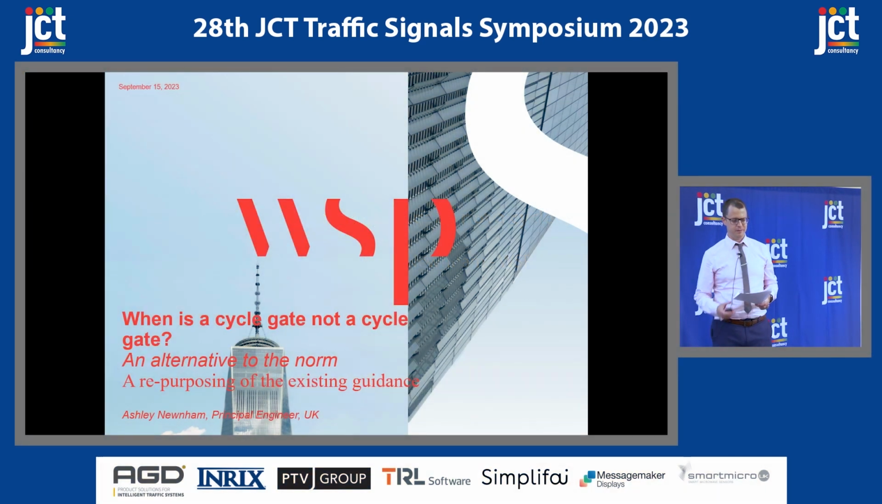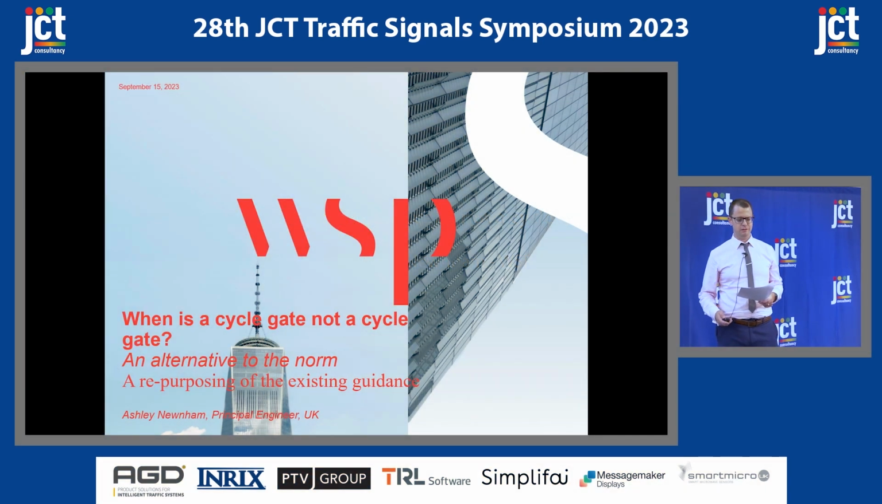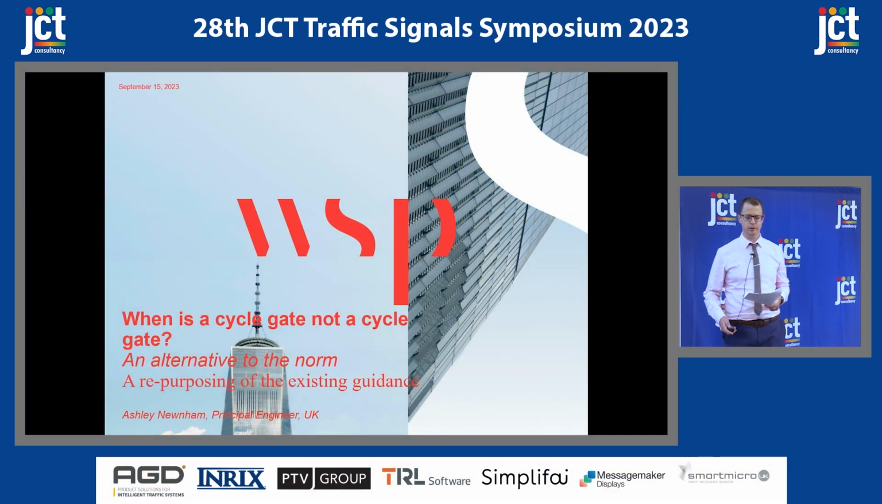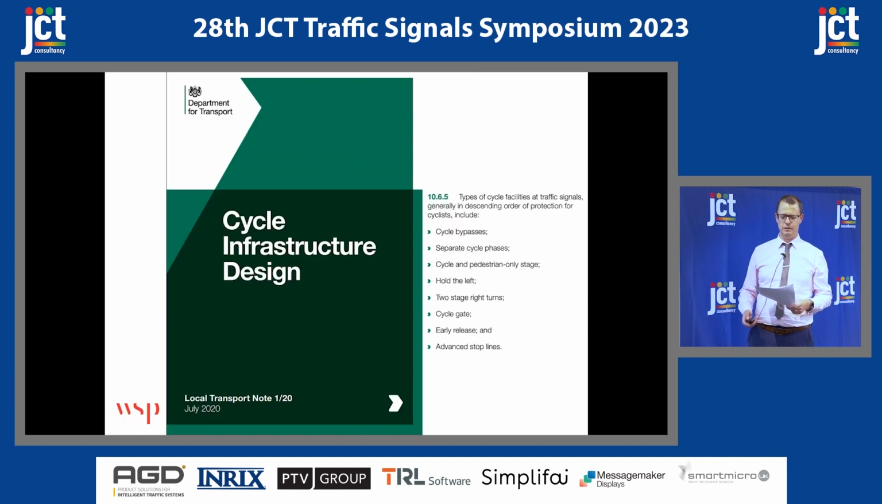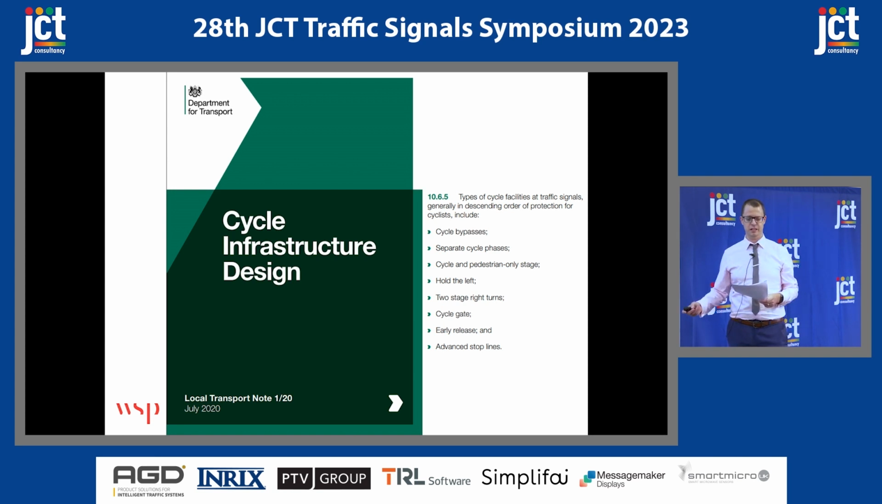Hi everyone. Today I'm going to talk about the geometric layout design of junction approaches where we have segregated cycle traffic. With the release of Chapter 6 and then LTM 120, catering for segregated cyclists has become far more common in our work. In LTM 120, we're given a list of different types of cycle facilities we can use at traffic signals in descending order of protection for cyclists. We obviously want to maximise the protection of cyclists, so I take this to be in order of preference.